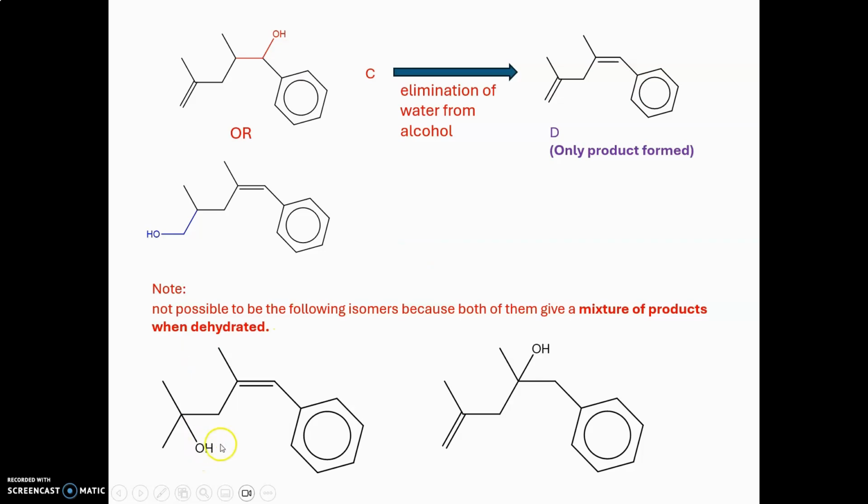If you put the OH here or here, it can eliminate in multiple places to give a mixture of products. So for example, this one can eliminate like that to form a double bond here or to form a double bond here. Same for this, it forms a double bond here or a double bond here or a double bond here.